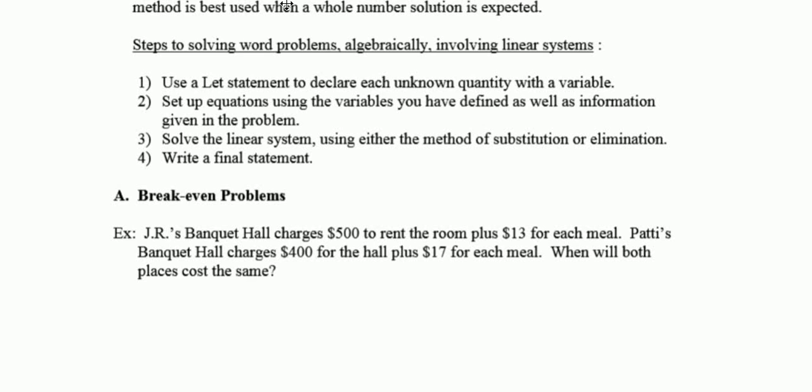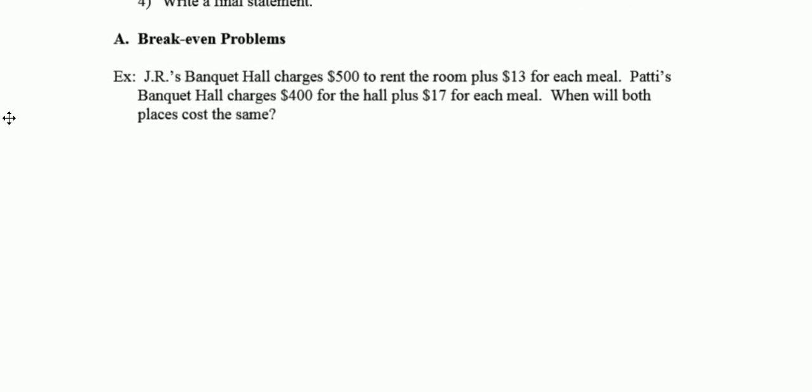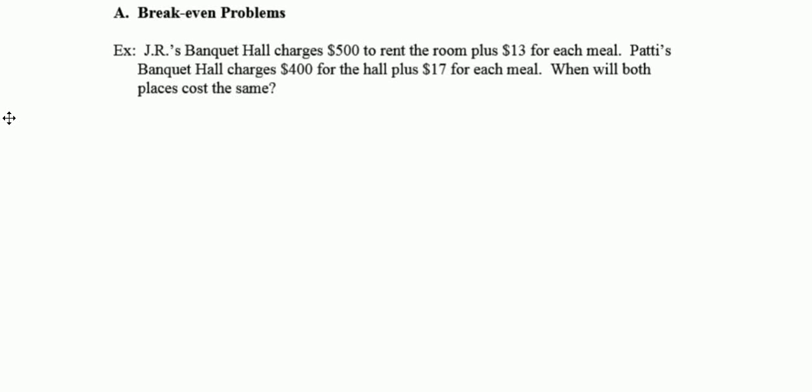Okay, this is a very typical problem that you've seen from grade 9, where you have to find out how many meals you have to get to for the cost to be the same. In grade 9 you would have graphed each equation and found the point of intersection. We're going to do this one algebraically, although this one would lend itself to doing it graphically, because we know that it's likely that the number of meals is going to be a whole number, right? Because you can't really have 1.5 meals.